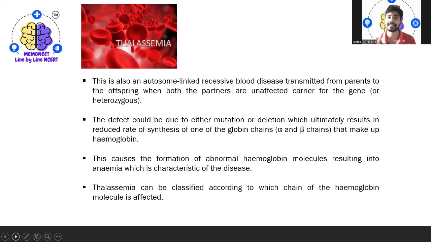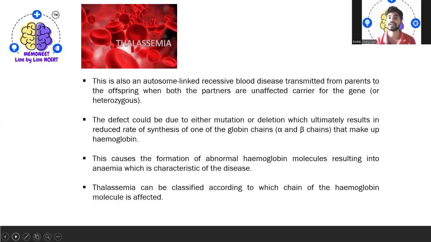The next disease is thalassemia. It is also an autosomal recessive blood disease which is transmitted from the parents to the offspring when both the parents are unaffected carriers of the gene. That means both the parents are not affected, but they are carriers of the gene, in the heterozygous condition. So this is commonly seen. The defect could be due to either mutation or deletion, which ultimately results in a reduced rate of synthesis of one of the globin chains.